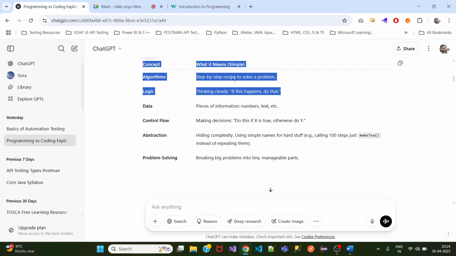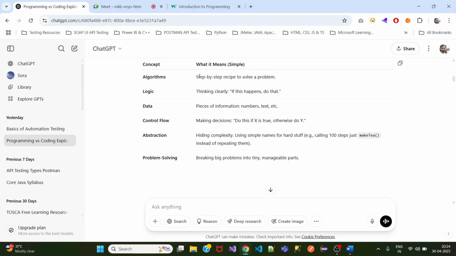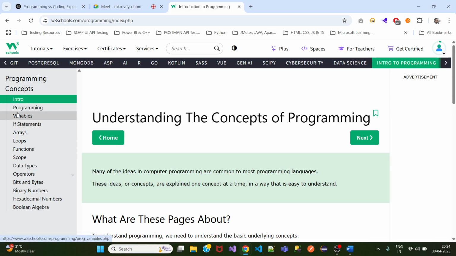But algorithm, I think it is really easy to write. Okay, step by step recipe, we can write it easily. Hope there are no questions, or if there are any questions. Okay, great. Now coming to the part of programming.